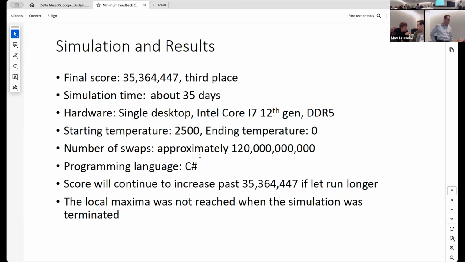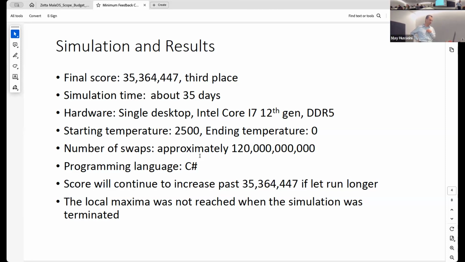I started the temperature at 2,500 degrees. Doesn't mean anything, but in my opinion, I should have gone a little bit lower. Most likely 60 would have been the right choice, but once you start the simulation, it's very hard to go back. Number of swaps: 120 billion. So during this time, I logged about 120 billion random pair swaps in order to come up with a solution. It was written in C#.